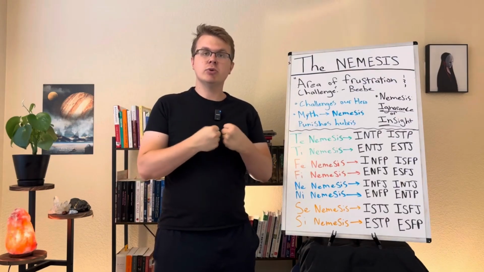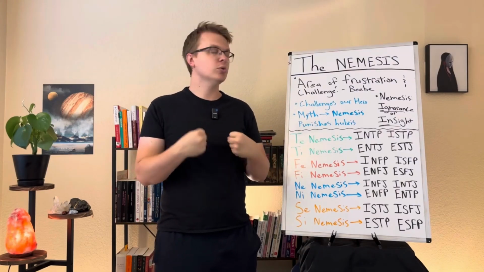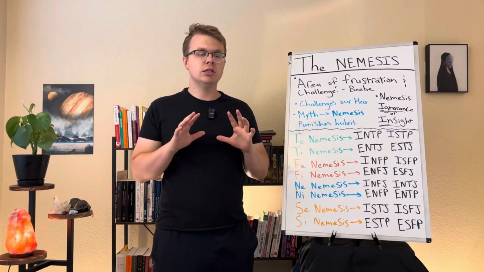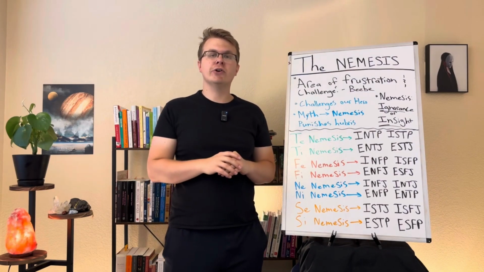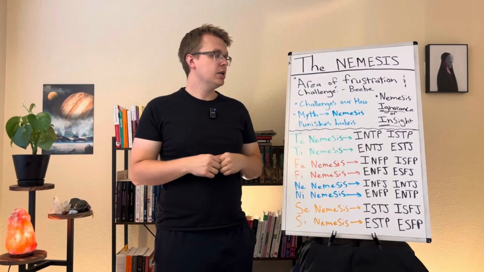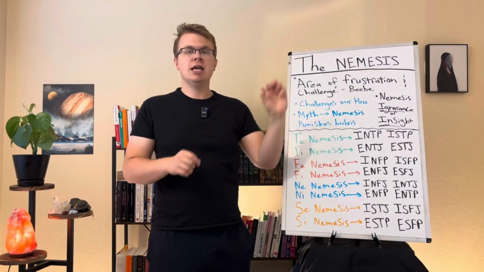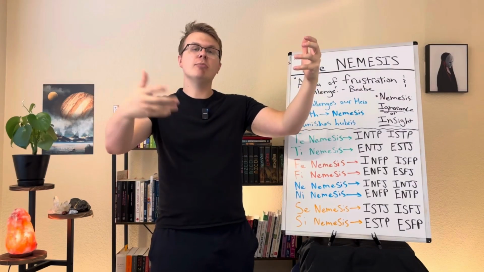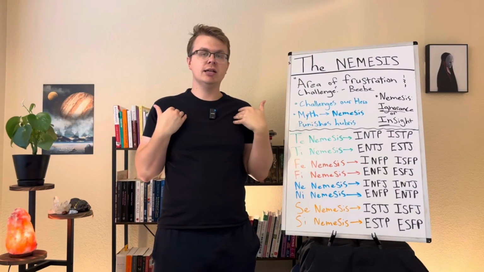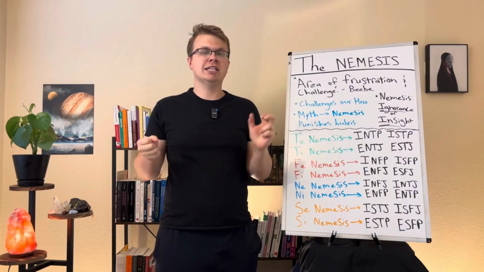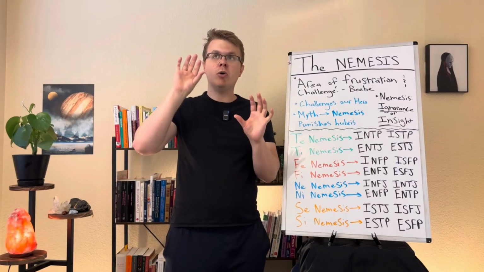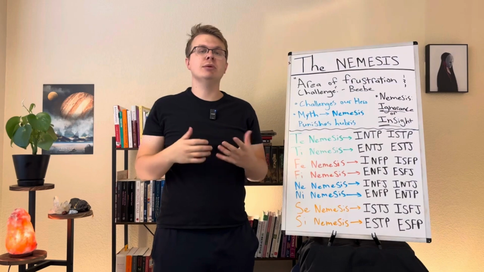It directly combats with the hero function, our top tool. BB defines it as our area of frustration and challenge. It is really the second area, the first one being the inferior function, where we start to feel some inner conflict within our own type. The Nemesis is the complementary function to our hero. If our top function is introverted thinking, my own thinking, the Nemesis function pulling on it is going to be extroverted thinking, creating tension with how an introverted thinker perceives other people's thinking.